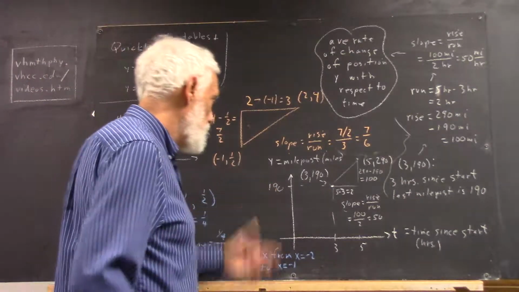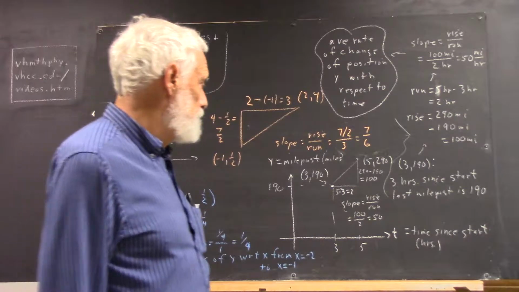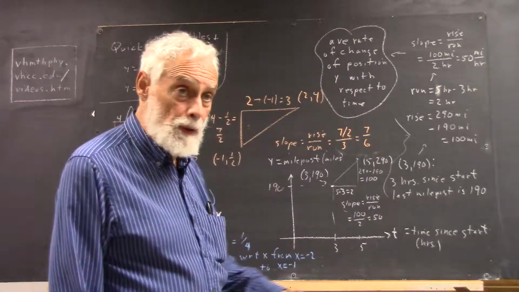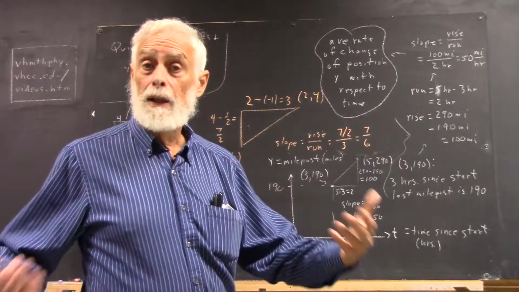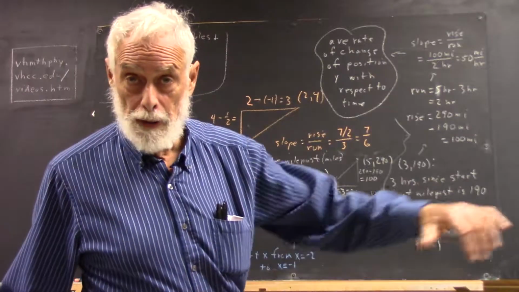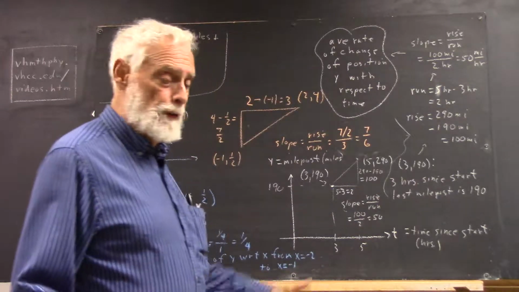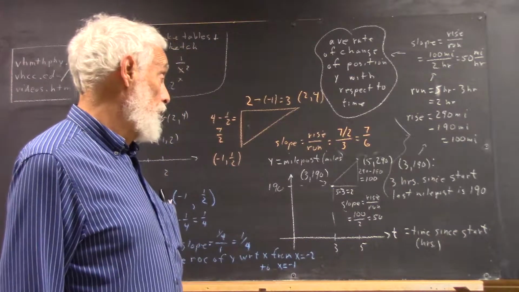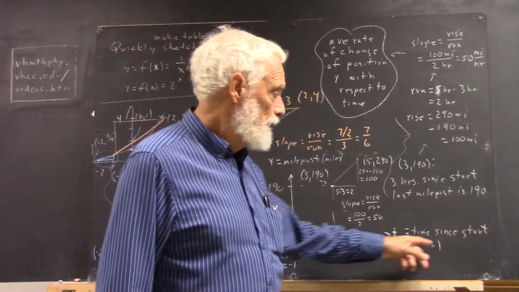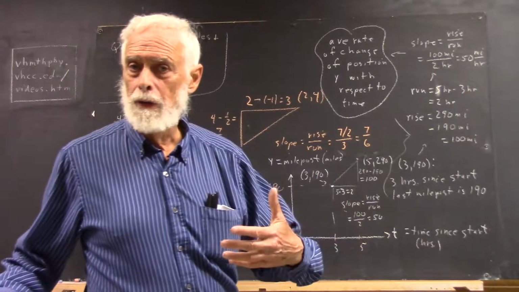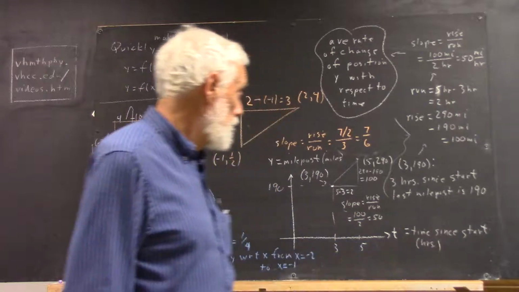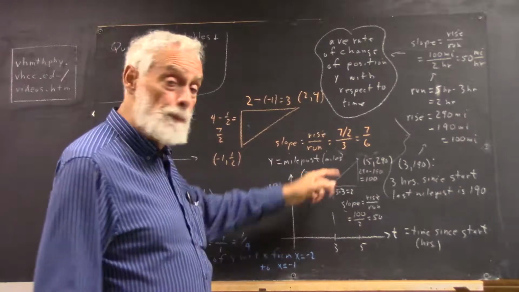Okay, the problem is now: you're told that Y is the last milepost you passed as you're traveling along Interstate 81. Traveling northeast, actually, along Interstate 81. And T is the time since you started. T is measured in hours, and Y is measured in miles.